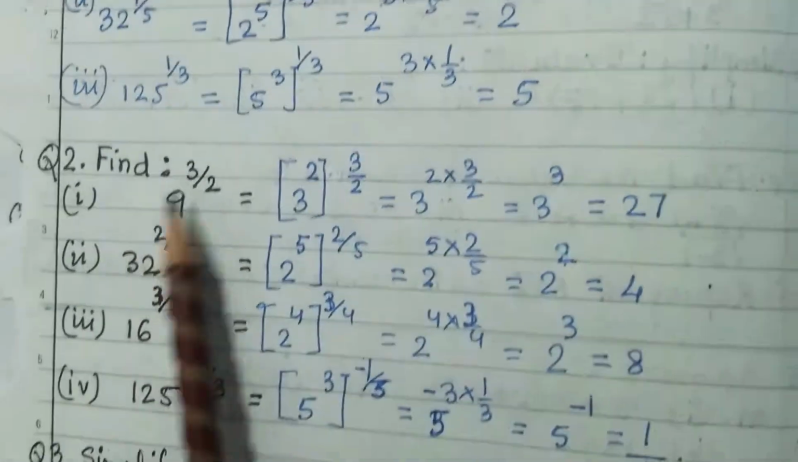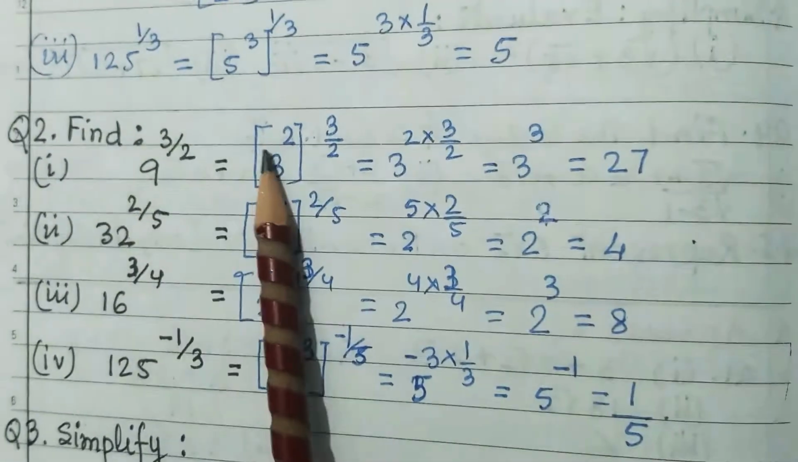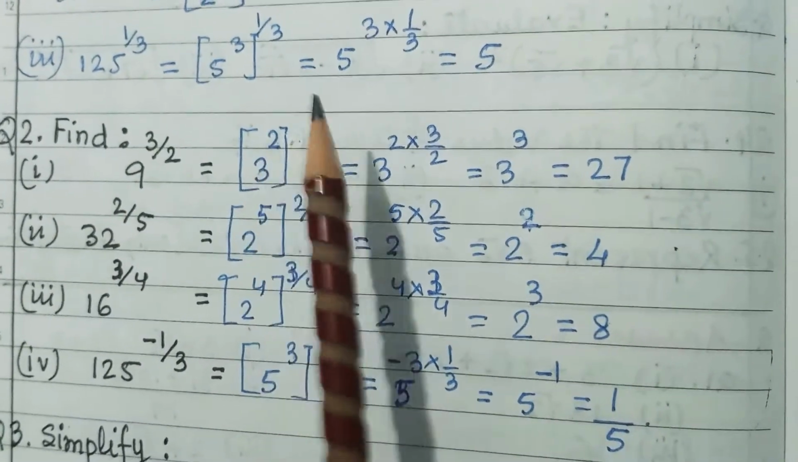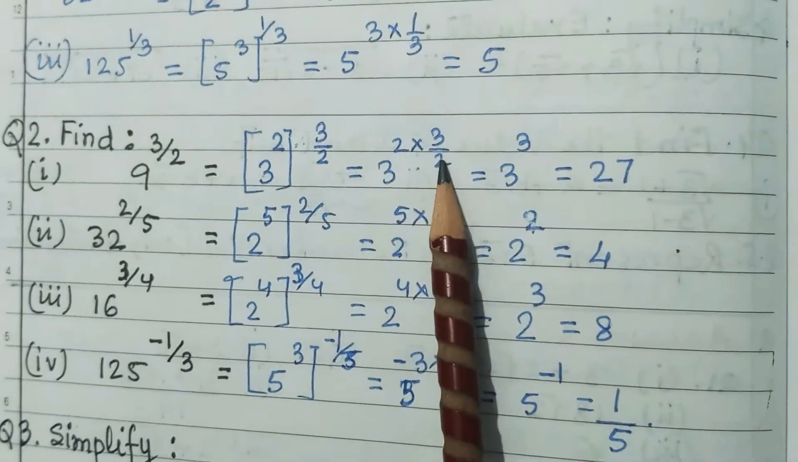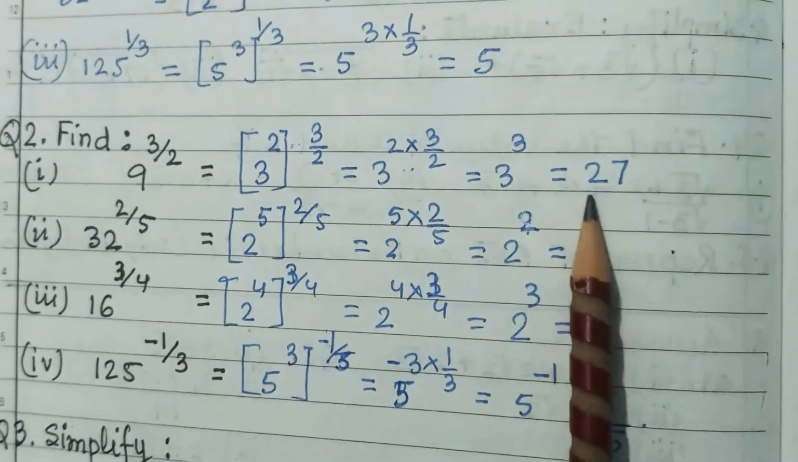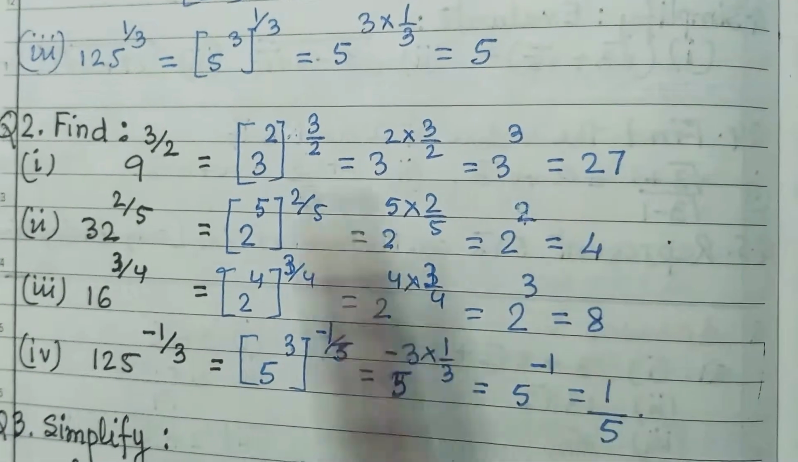Now find 9 to the power 3 upon 2. 9 means 3 to the power 2, since 3 threes are 9. And the power is 3 upon 2. The 2s cancel, so it is 3 to the power 3. So it is 27: 3 into 3 into 3 is 27.